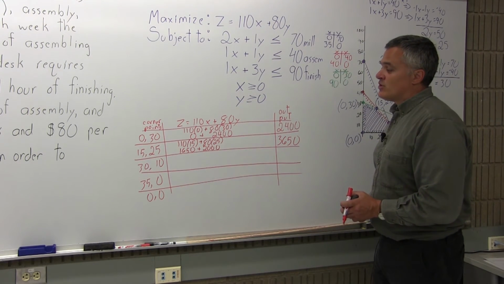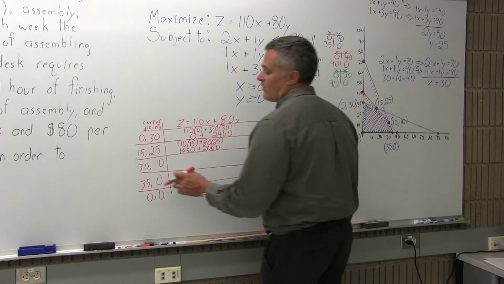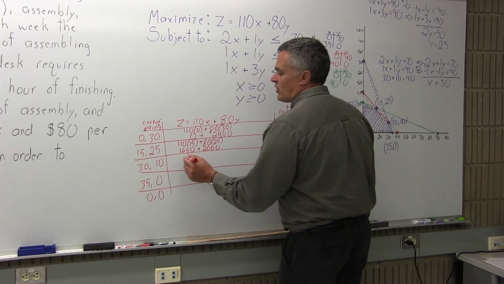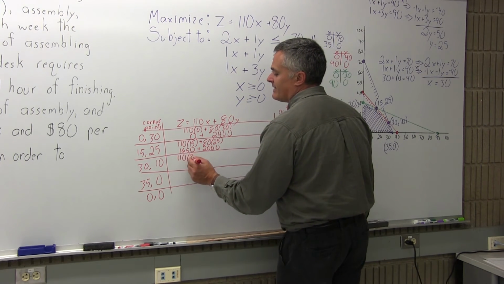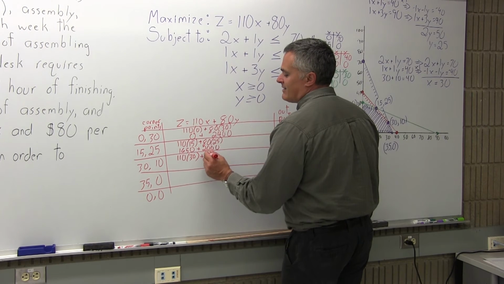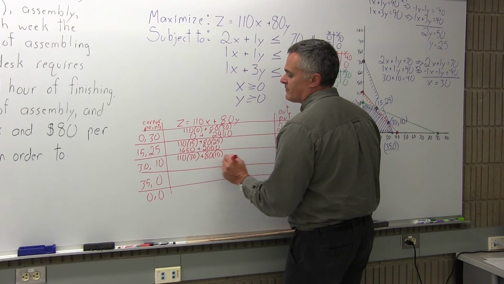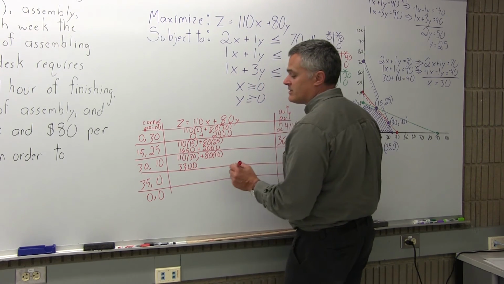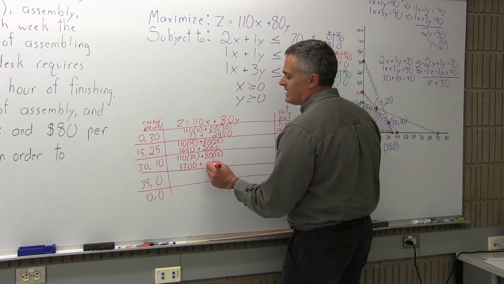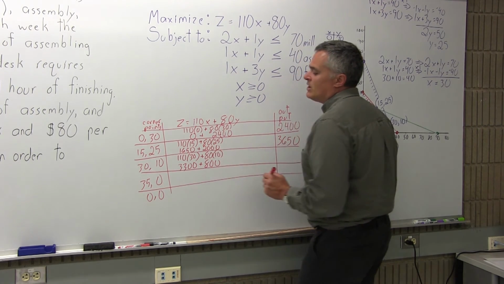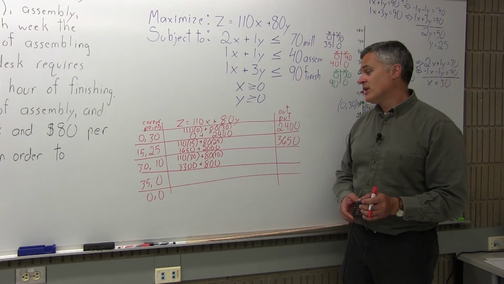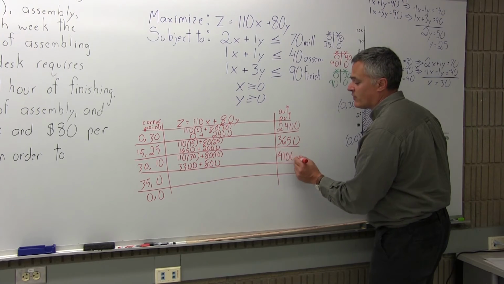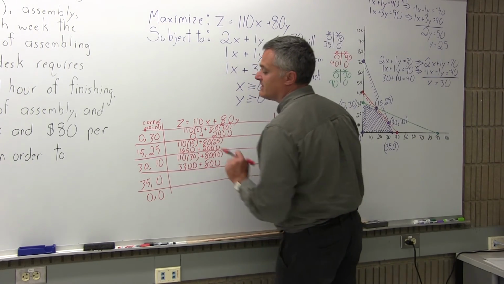So now the next corner point, 30, 10, 30 for x, 10 for y, means what happens if you make 30 desks and 10 chairs. So 110 times x becomes 110 times 30, and then 80 times y becomes 80 times 10. So 110 times 30 is 3,300, right? 3,300. And 80 times 10 is 800. So 3,300 plus another 800 is 4,100. That's even better. So you can make a profit of $4,100 by making 30 desks and 10 chairs.